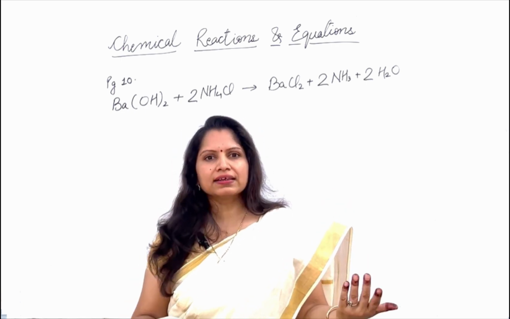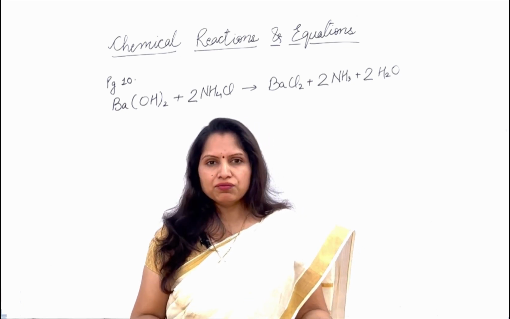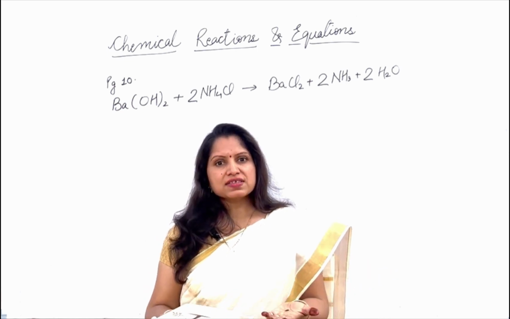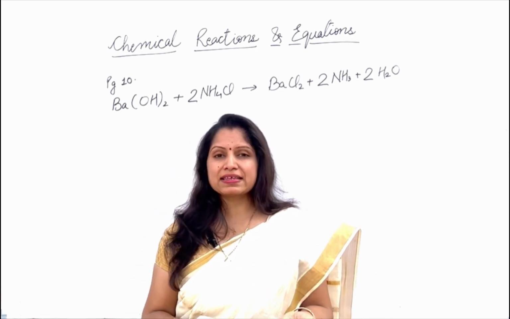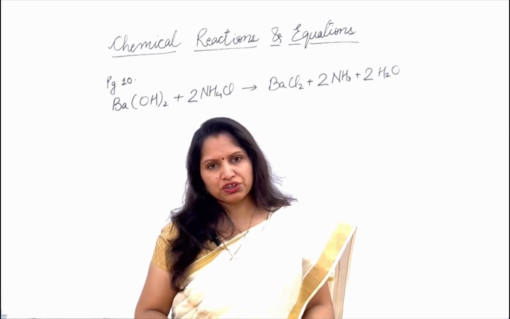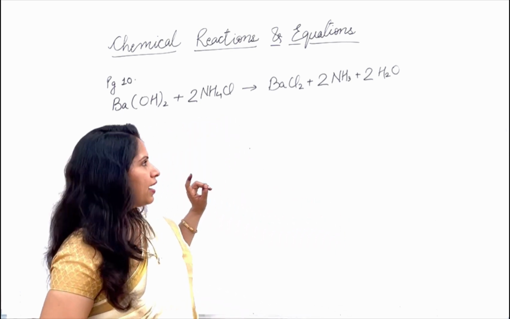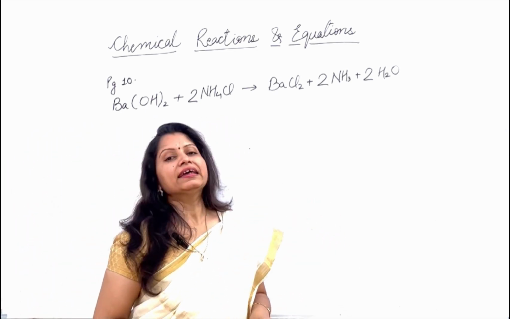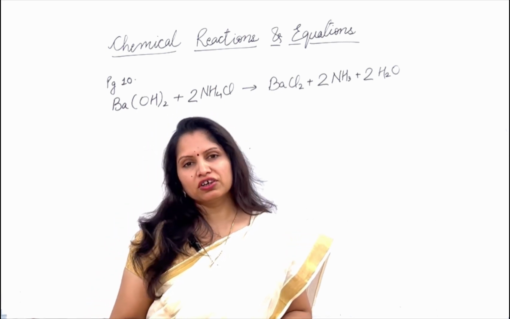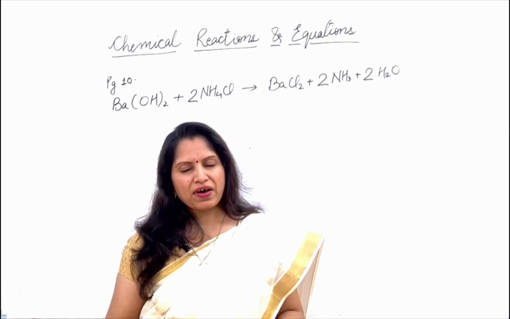Photosynthesis requires sunlight, so that is also an endothermic reaction. Apart from that, electrolysis of water, that is breakdown of water into hydrogen and oxygen by passing electric current, is also an endothermic reaction. So all decomposition reactions, apart from that, this reaction of barium hydroxide with ammonium chloride, they are all examples of endothermic reactions. Now let's look at an activity to find out.